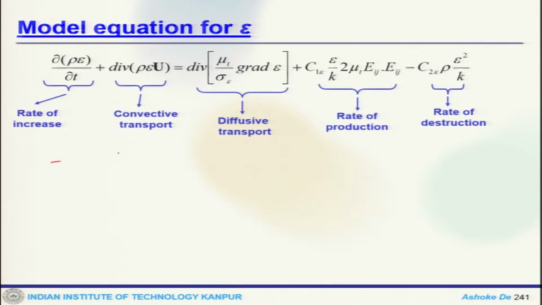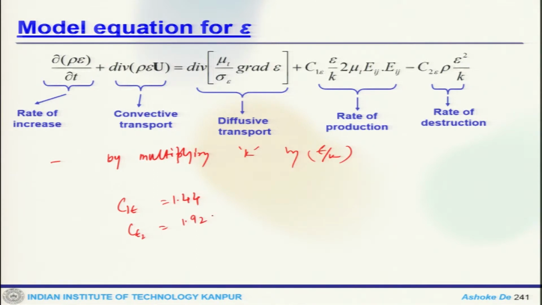This is how we derive it, by multiplying the K equation by epsilon by K. So, this is a very commonly used epsilon equation, where the coefficient C epsilon 1 is 1.44, C epsilon 2 is 1.92 and sigma epsilon is typically 1.3, which is again the Prandtl number that connects the diffusivity to the eddy viscosity.